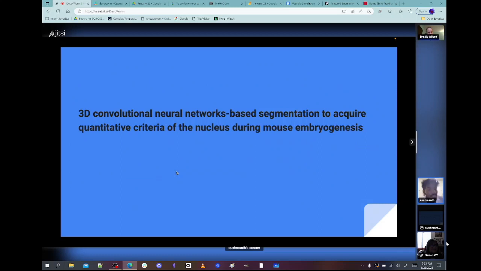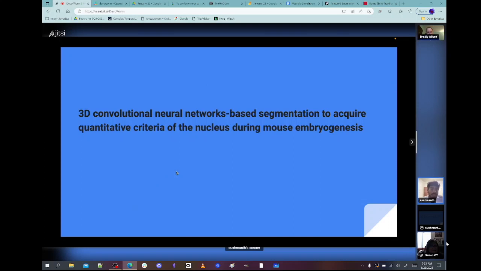This is a paper called 3D Convolutional Neural Networks Based Segmentation. They are using raw fluorescence images for segmenting data. It is done mainly for mouse embryogenesis, used for mouse cells. But they have implemented it for C. elegans also.